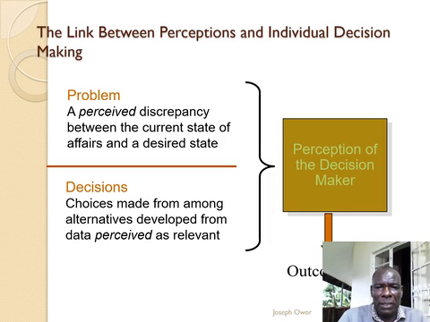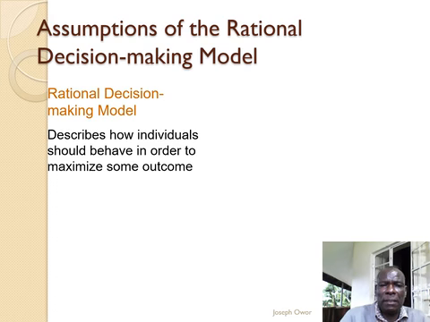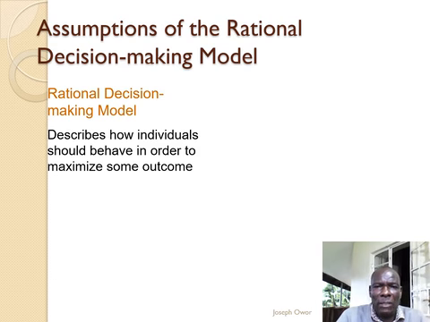So decisions are choices made from among alternatives that are perceived as relevant. So we are going to link perception and decision making in our next presentation. So decision making is important, and so there are models that have been developed for decision making. One of them is called the rational decision making model. This describes how individuals should behave in order to maximize some outcome.